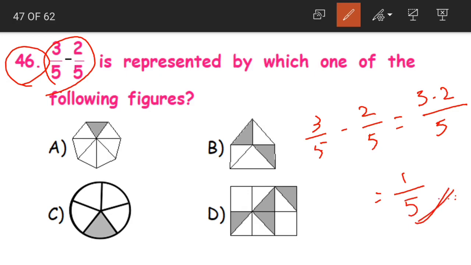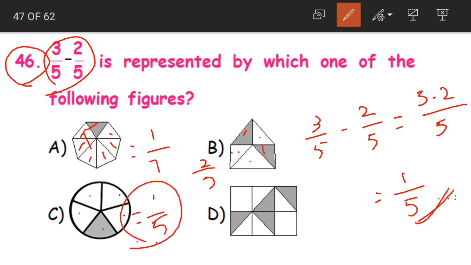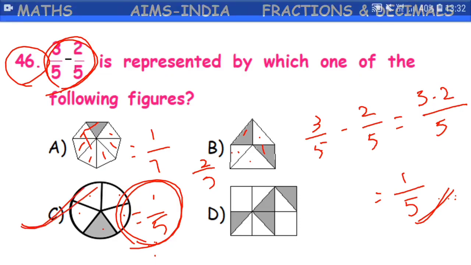Coming to the given figures, what does option A represent? 1, 2, 3, 4, 5, 6, 7. So option A represents 1 by 7. Option B represents 2 by 5. Option C represents 1 by 5. In the given question also we want 3 by 5 minus 2 by 5, which is nothing but our 1 by 5. So option C becomes our correct answer.